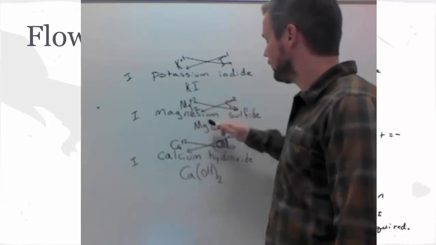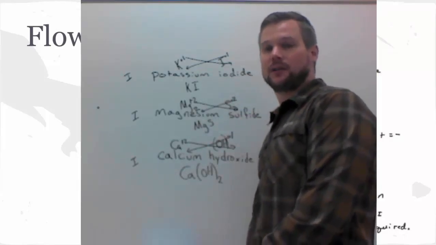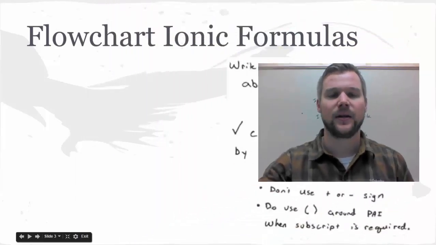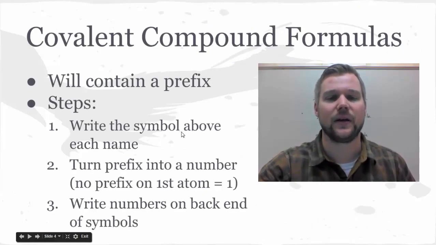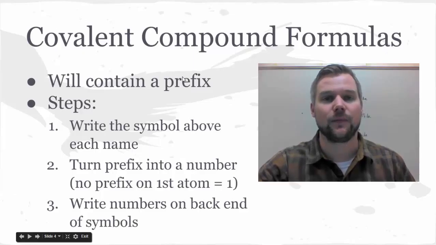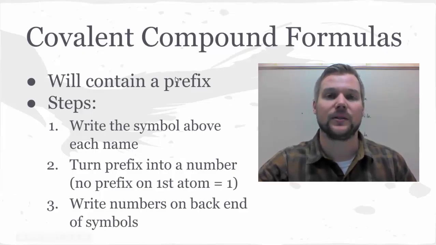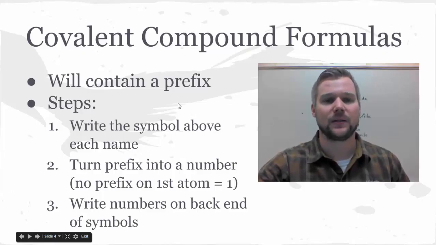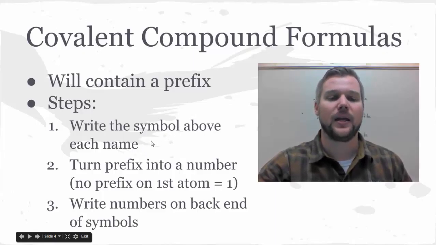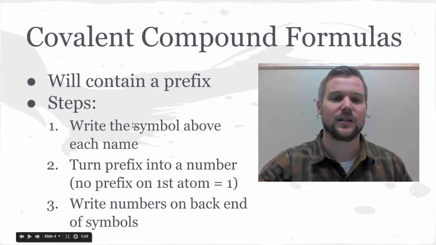So these are 3 examples of ionic names going to ionic formulas. Now that we've learned about ionic formulas from the ionic names, let's look at covalent compound formulas. Now, when we look at this name of a substance, we're going to for sure see a prefix, possibly 2. That's how we know that we're in the covalent naming system. These are really easy. Once you have the prefix, you're going to write the number that that prefix represents above the name in addition to the symbol. So we'll take that name, turn it into a symbol, and put that prefix above the name as well.